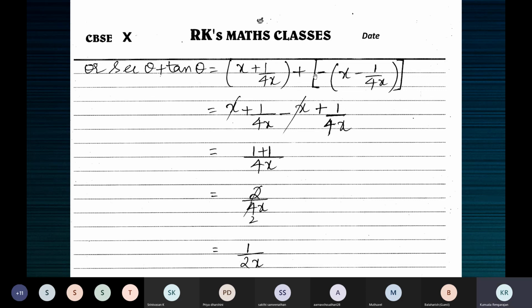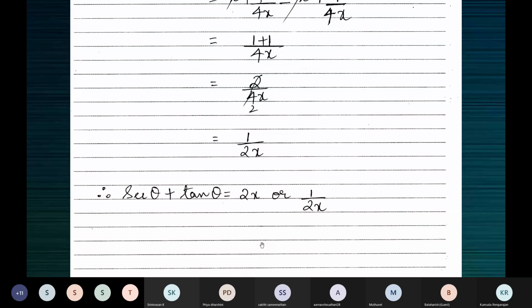x, 1 by 4x, minus x, minus into minus is plus 1 by 4x. So x and minus x cancel out. 1 by 4x plus 1 by 4x. LCM is 4x. So 1 plus 1 by 4x, so 2 by 4x, or 1 by 2x. Secant theta plus tan theta is 2x or 1 by 2x.